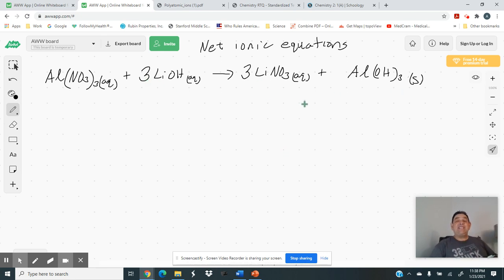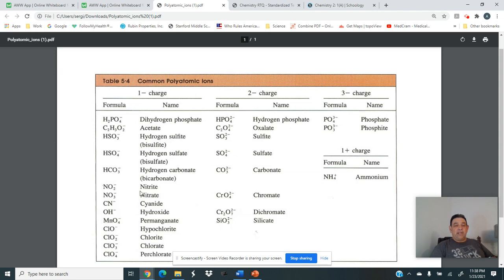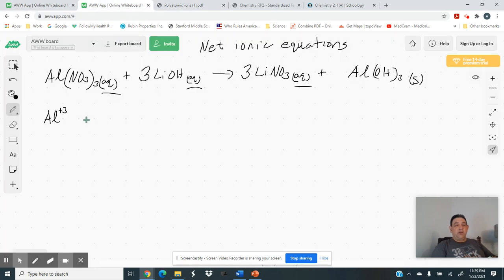Step 2, break up the aqueous substances into their ions. So this one right here, I've got 1 aluminum and 3 nitrates. So I'll break it up into aluminum ion. Aluminum is in column 13, so it gets a +3 charge. That's why I need my 3 nitrates. Nitrate has a -1 charge. So aluminum nitrate breaks up into aluminum ion and 3 nitrate ions.